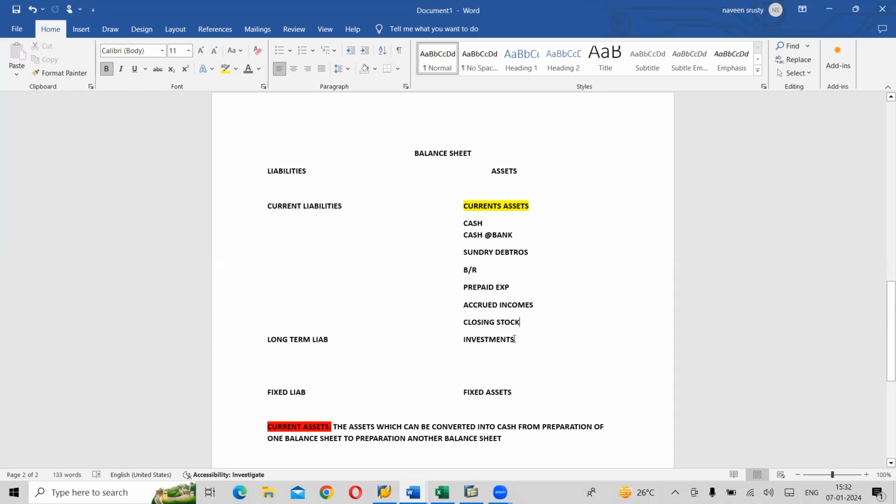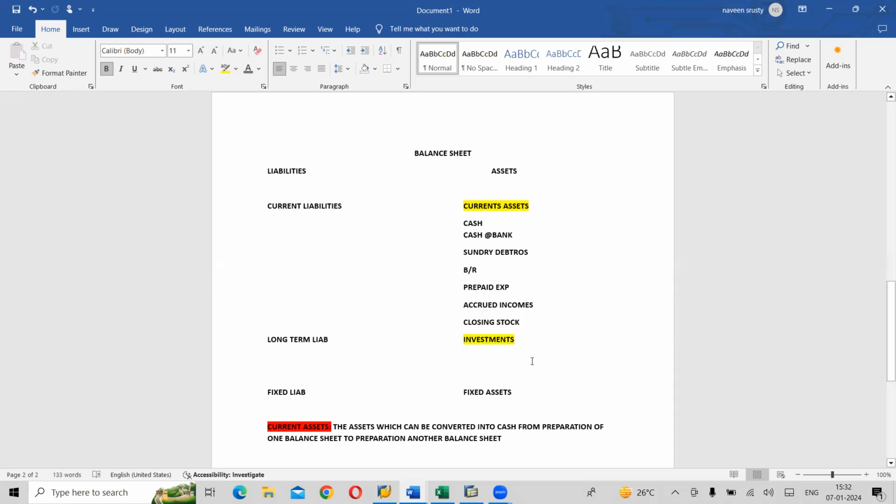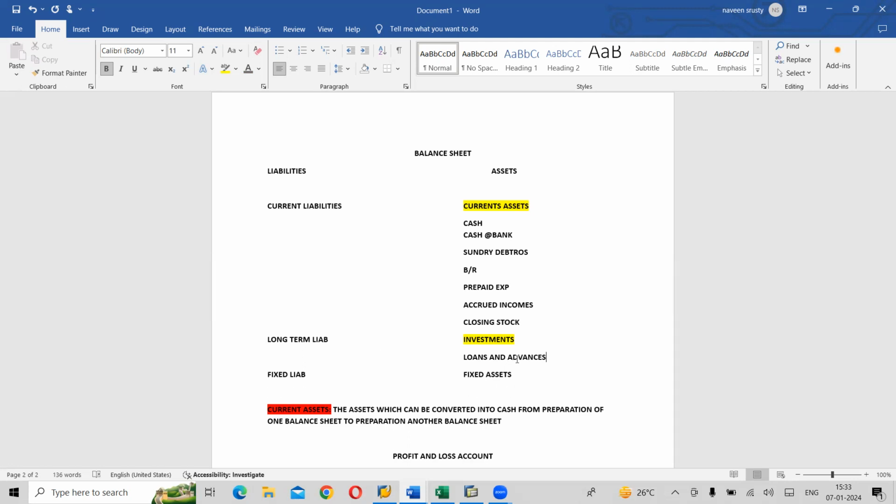And investments. What do you mean by investments? Investments are nothing but what the business has invested in outside securities, to earn interest. Whatever amount the business or company has invested in outside securities is considered investments. That is nothing but loans and advances, debentures, loans and advances.